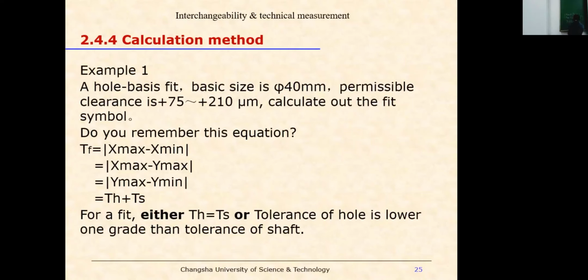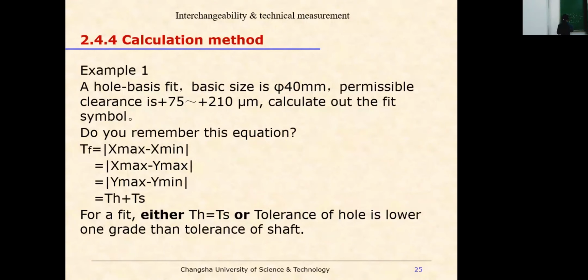1 to 5 cost 6, right? 5. 2, 8. 3, right? 35. Yeah. So this is equal, and TH equals TS, or TH equals TS, right? Yes.